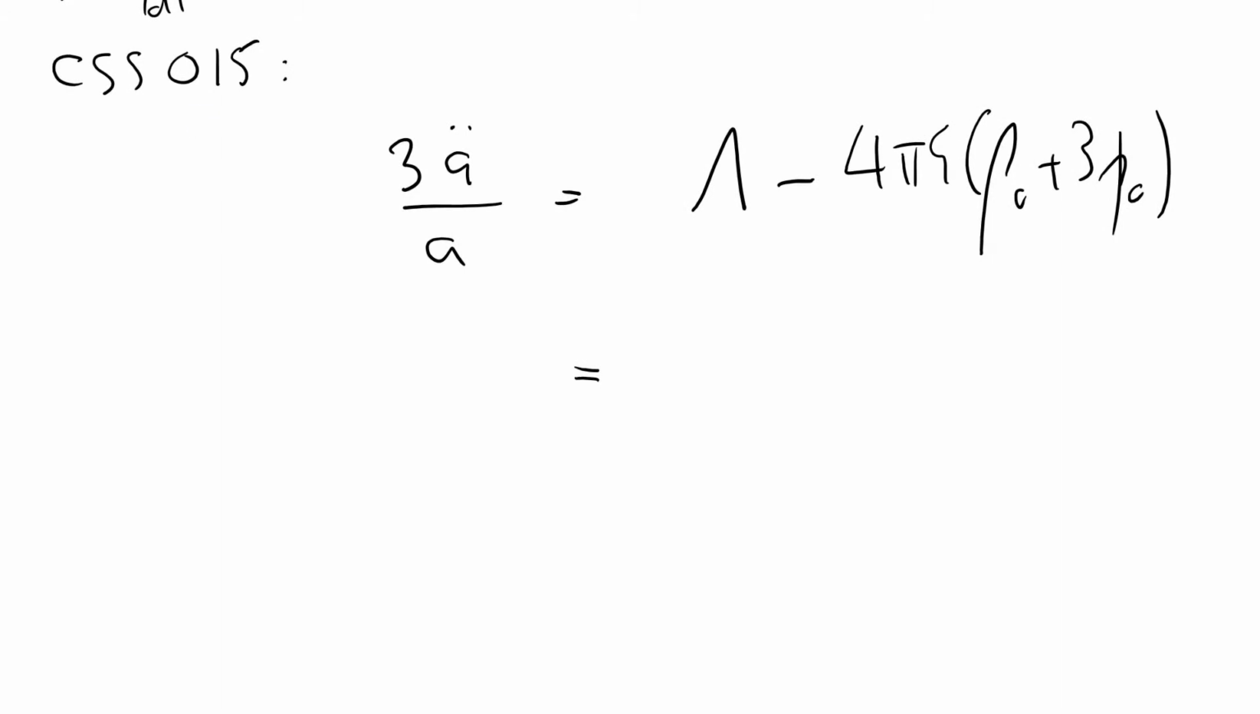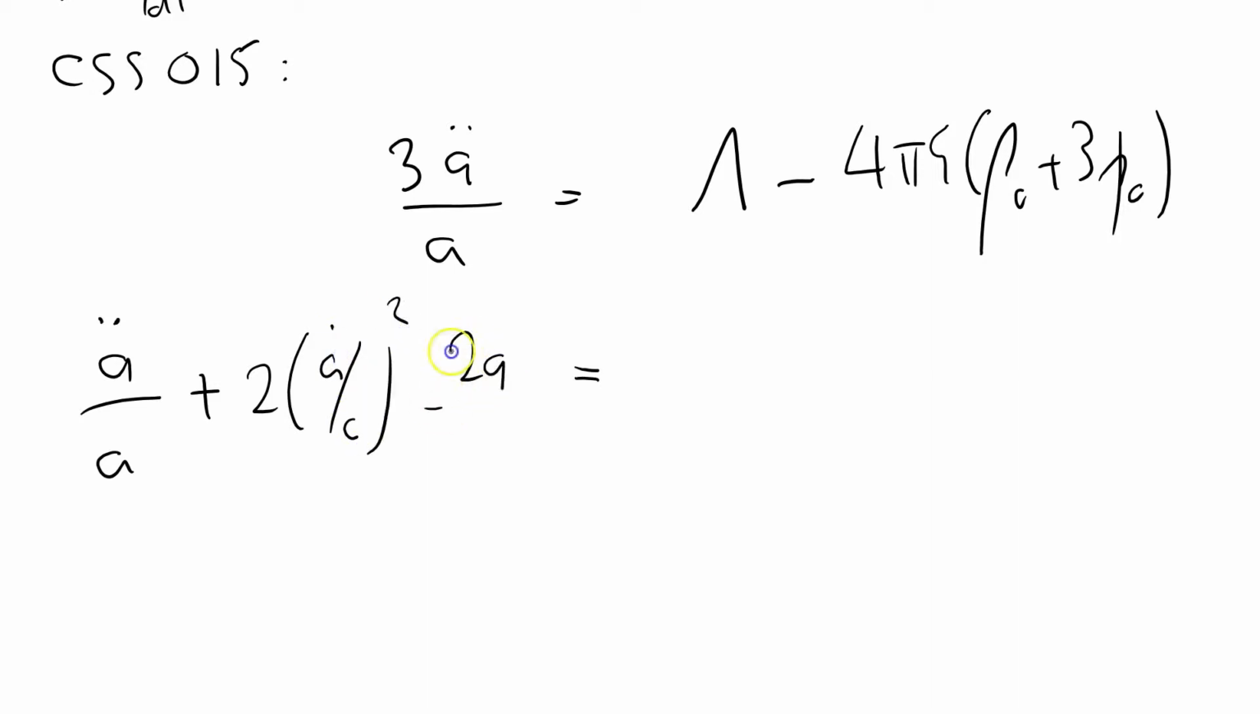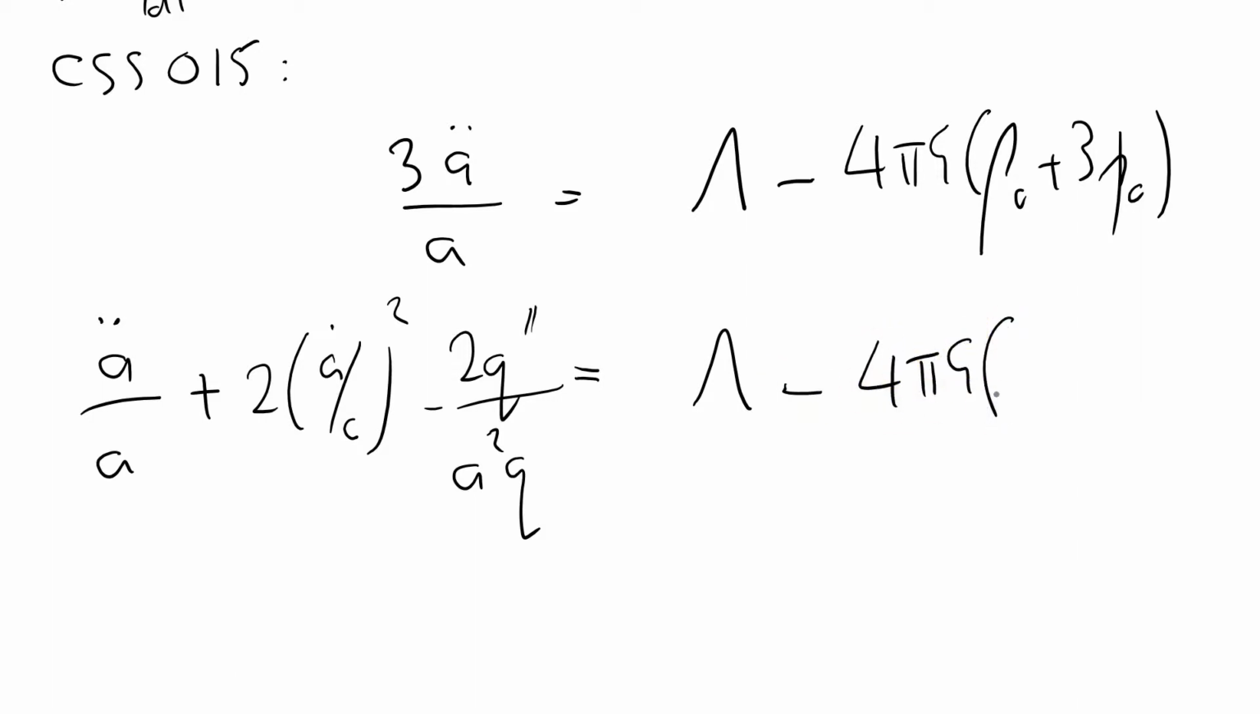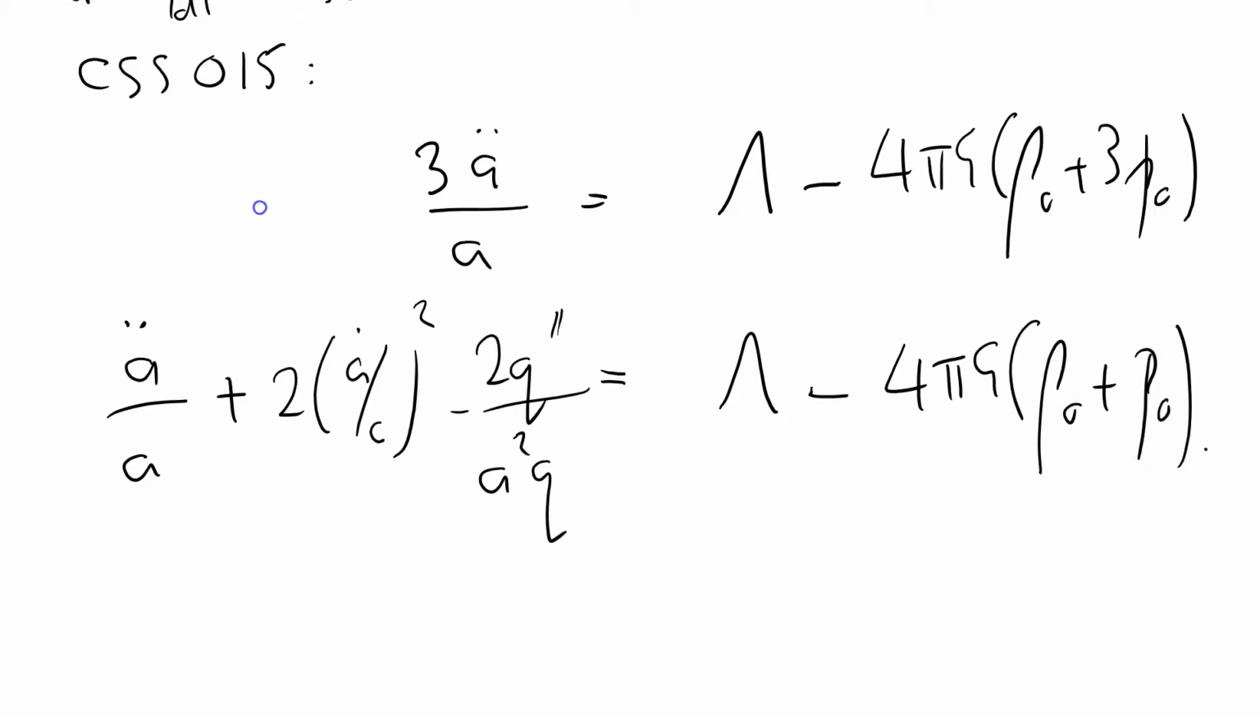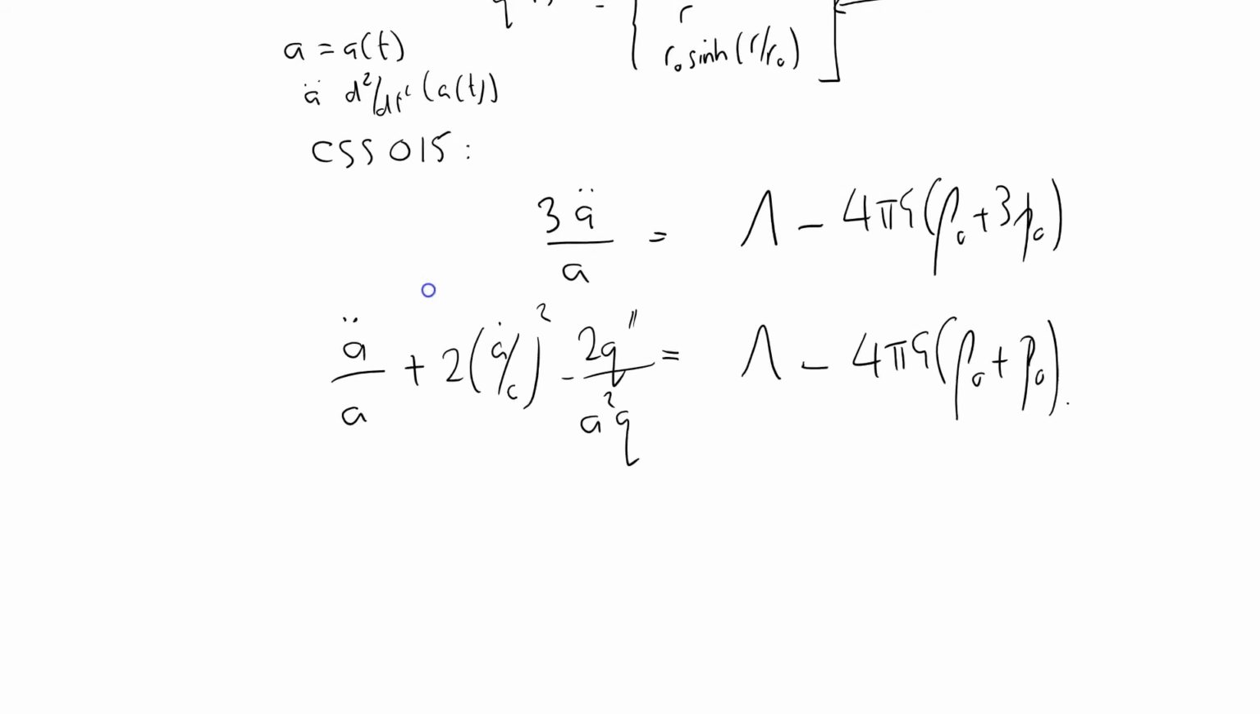The other equation that we had was a little bit more involved. It was a double dot over a plus 2 a dot over a squared minus 2 q double dash over a squared q, and that was equal to the cosmological constant minus 4 pi G times rho 0 plus p0. A formidable looking set of equations.